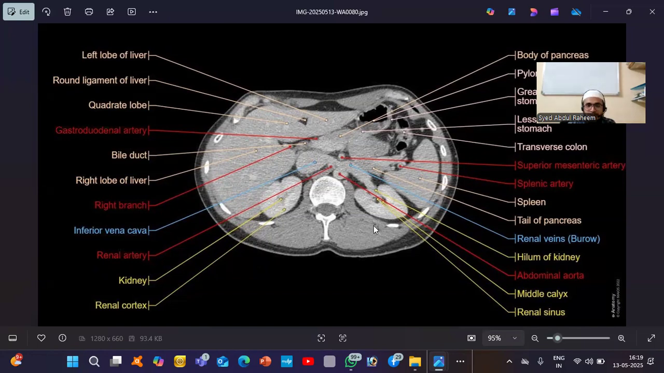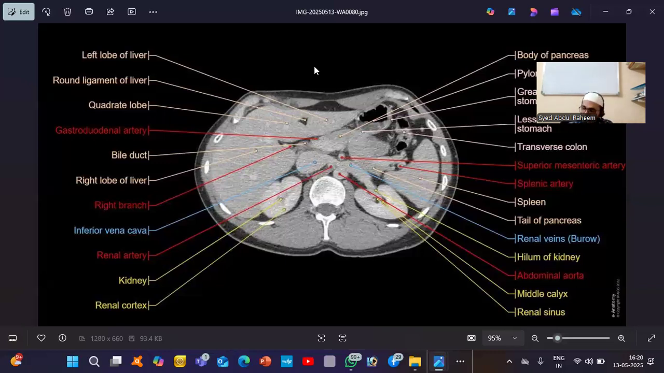Can anyone tell how to identify whether it is a CT scan or MRI? How are you getting that it is a CT scan? How do you know? The overall outside is black, sir. Black.